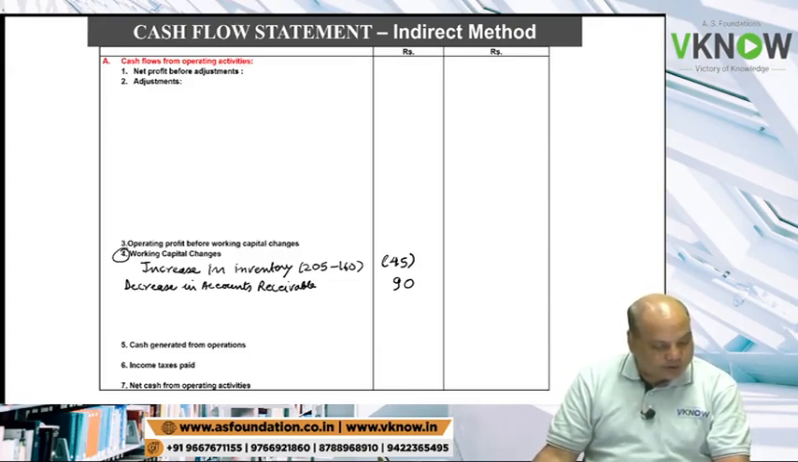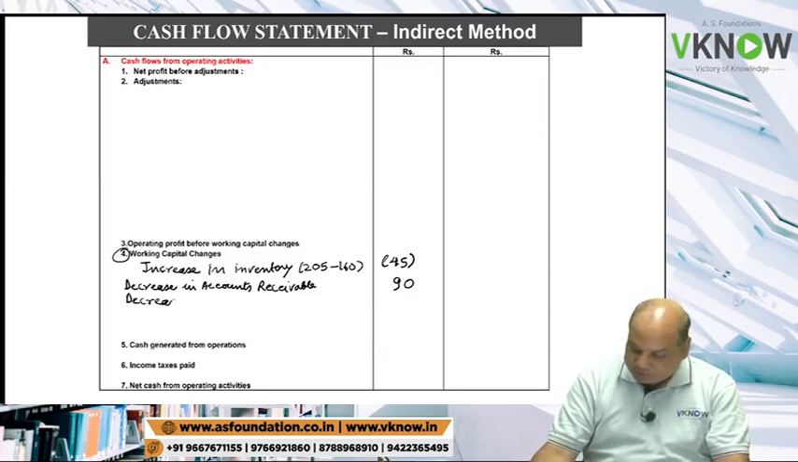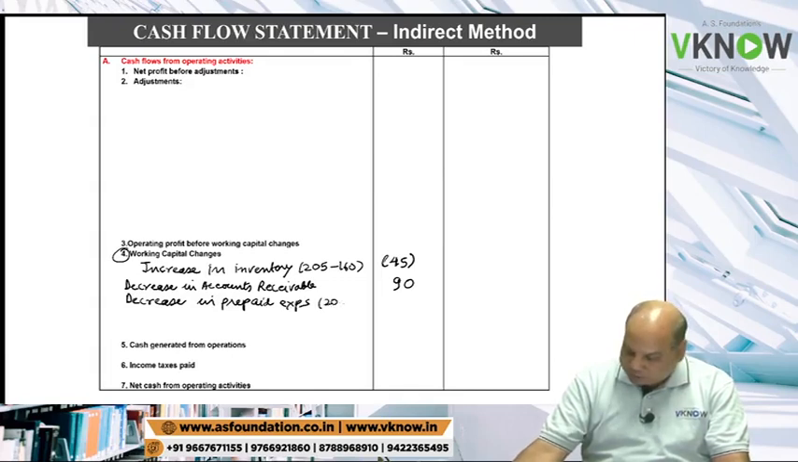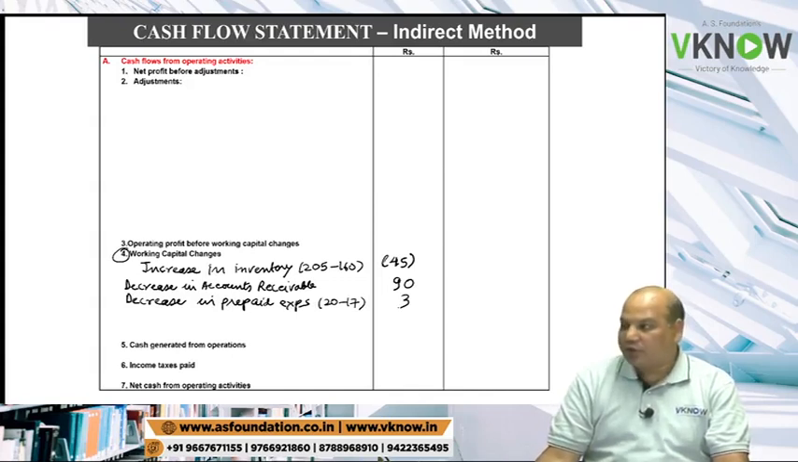Next is prepaid expense. Prepaid expense has also decreased. From 20 it has become 17. Decrease in prepaid expense, 20 minus 17. Decrease in current asset, increase in cash flow.